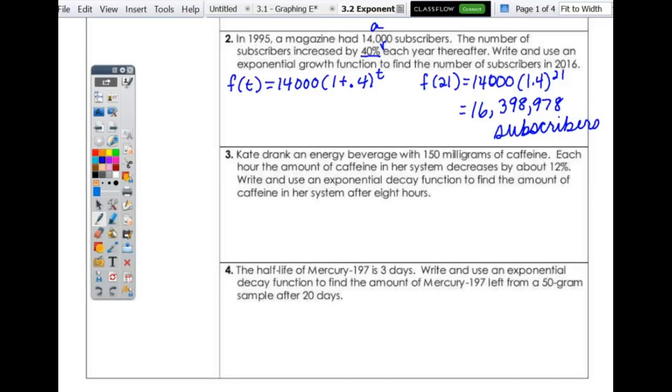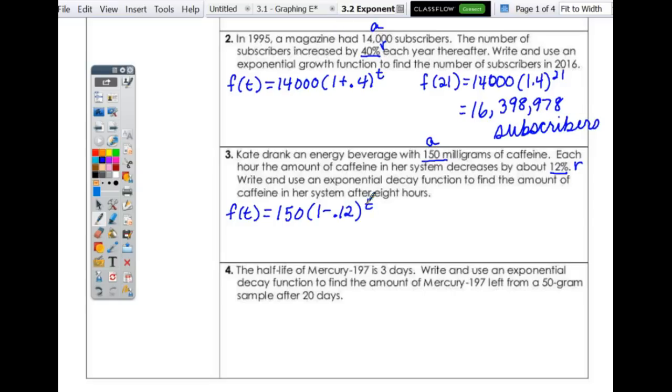And number 3, Kate drank an energy beverage with 150 milligrams of caffeine. Each hour, the amount of caffeine in her system decreases by about 12%. So we start with 150, it decreases, so it's an exponential decay. So this is my initial, here's my rate. So I'm doing f of t equals 150 times 1 minus 0.12 raised to the t.